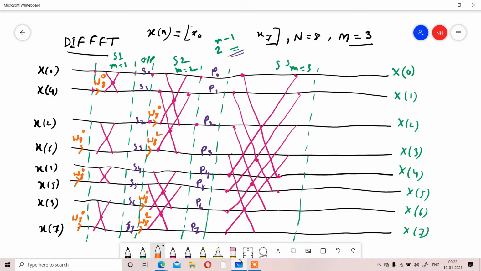So for the first butterfly, on the negative side, you have W8 to the power 0. Then for the second butterfly, W8 to the power 1. For the third butterfly, W8 to the power 2, and for the last butterfly, W8 to the power 3. So that we have checked for the butterfly diagram. Up to that we did in the last class.